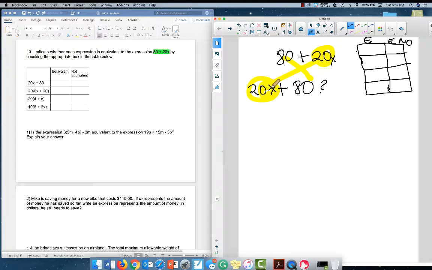These are not equivalent whatsoever. Okay, you are going to have a problem just like this on a unit assessment. You have to just check the box, but you're going to have to do the work on the side so that you can. So the first one is no. Okay.